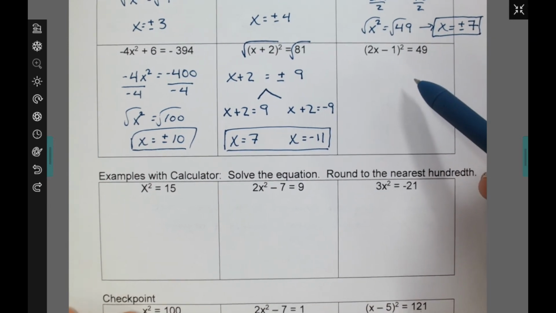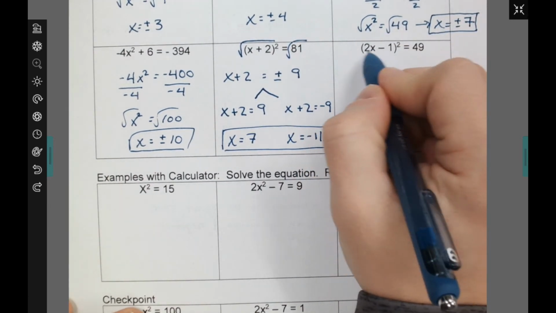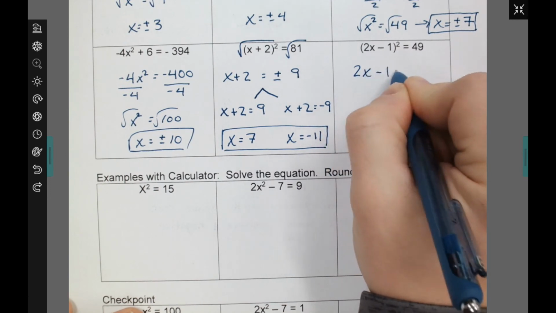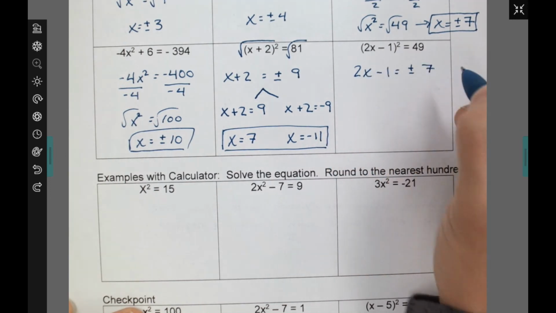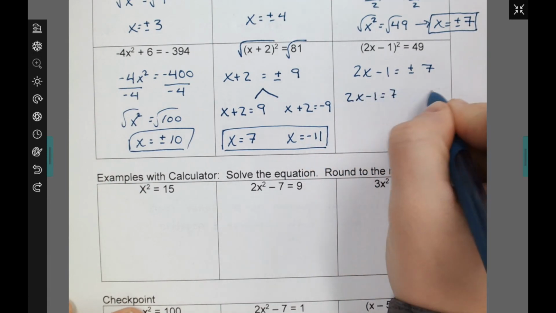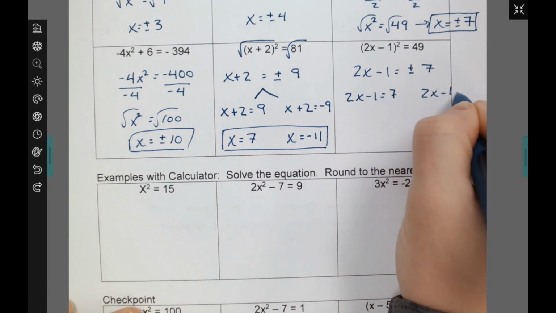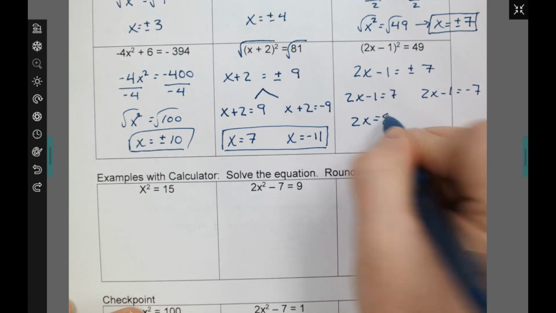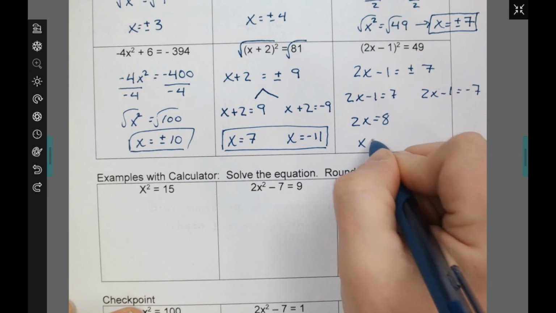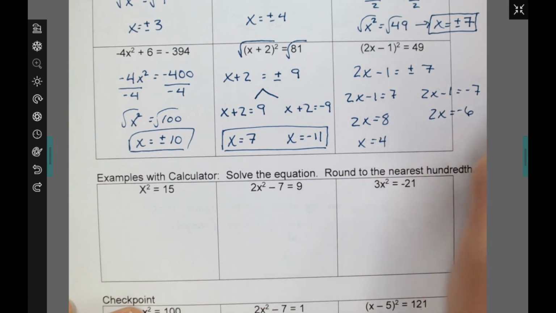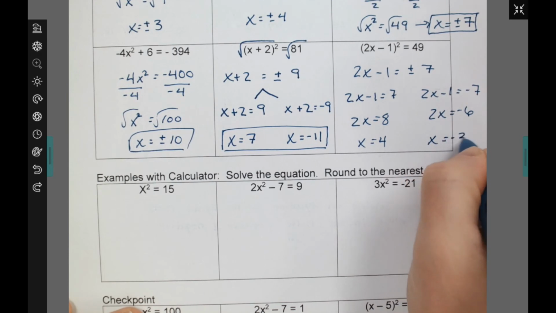Over here, nothing outside the parentheses, square root each side. So we get 2x minus 1 equals plus or minus 7. Just like we did in the last one, you need to break it. And then solve. So 2x equals 8, giving me x equals 4. 2x equals negative 6. Divide, x equals negative 3.